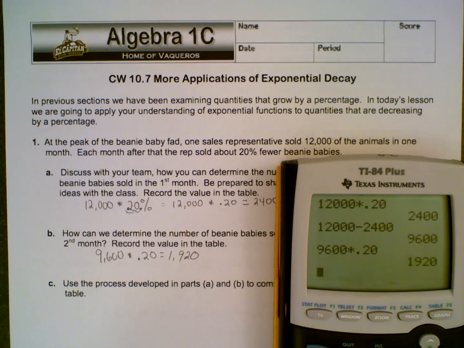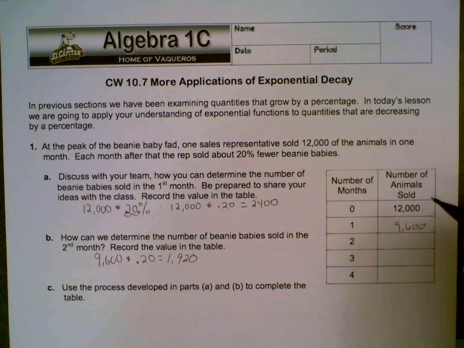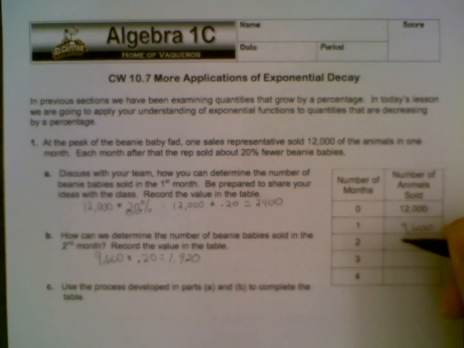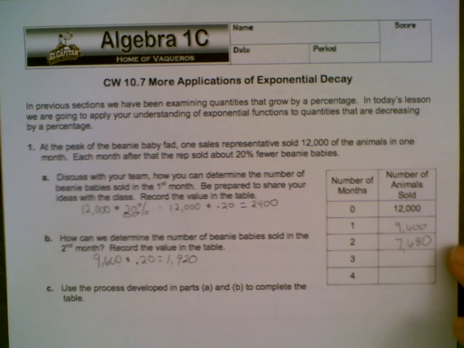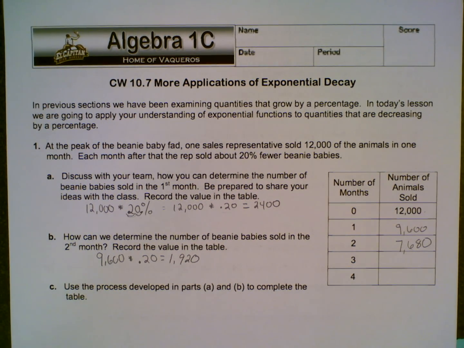And then I want to take that number and subtract it from the original. So 9,600 minus 1,920, and I get 7,680 Beanie Babies after the second month.